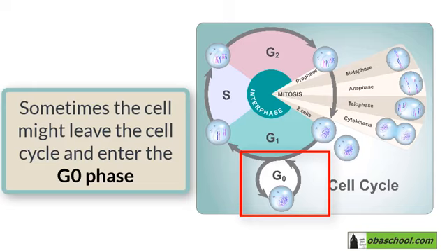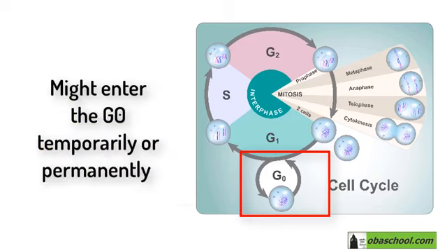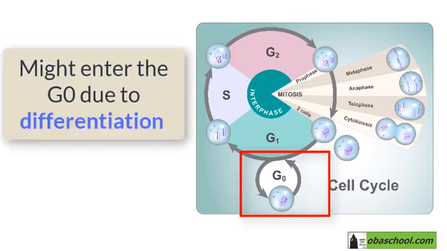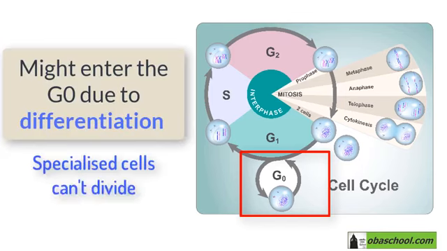It is important to mention that sometimes the cell might leave the cell cycle and enter the G0 phase. It might enter the G0 phase temporarily or permanently due to many reasons, including differentiation. A cell that becomes specialized to carry out a particular function will no longer be able to divide. As a result, it will enter the G0 phase.